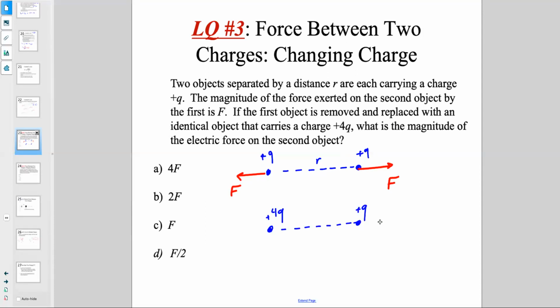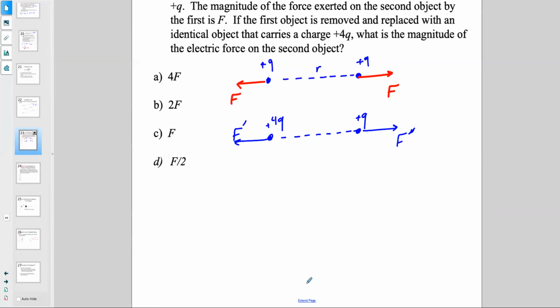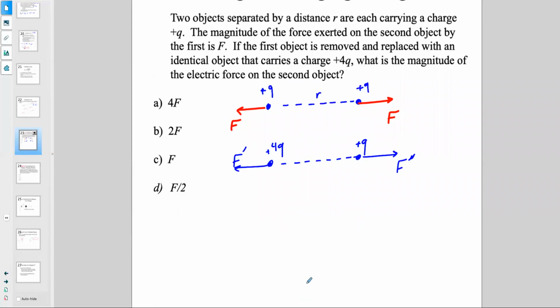All right. So you'll have a different force. I'm just going to call it F prime. And they're, again, action-reaction, they're the same. They have the same magnitude and opposite directions. What's the magnitude of the electric force on the second object? Okay. So in other words, we know the magnitude of the previous one is F. We want to know what the F prime is.